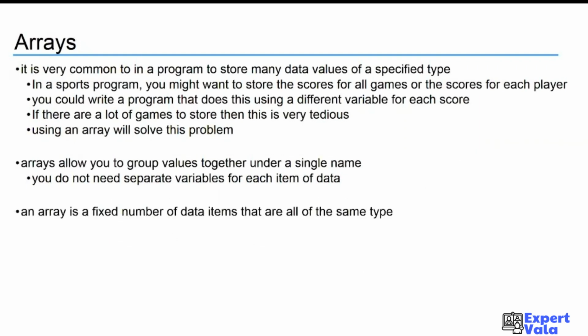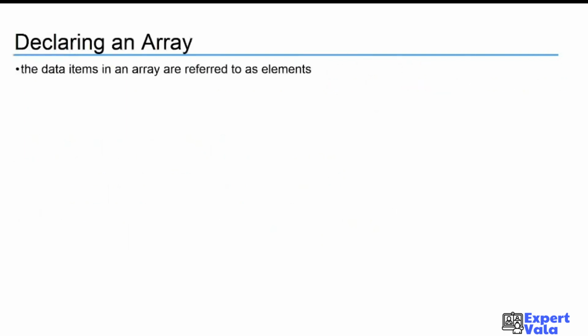An array is a fixed number of data items. They are all the same type. So the only issue with an array is that you can't change the size of the array. Once you create the array, it's always going to be that size. And the other restriction is that you can't store multiple types of data. If you declare an array to store numbers and ints, it has to store ints. So a couple of limitations. How do you declare an array?